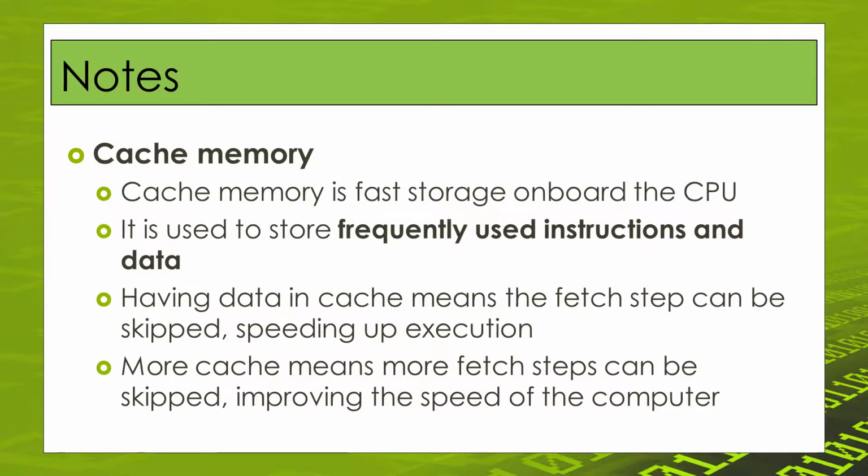Notes on cache memory. Cache memory is fast storage on board the CPU. It's used to store frequently used instructions and data. Having data in cache means the fetch step can be skipped, speeding up execution. More cache means more fetch steps can be skipped, improving the speed of the computer.